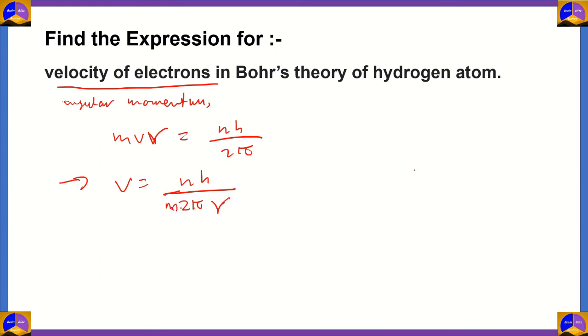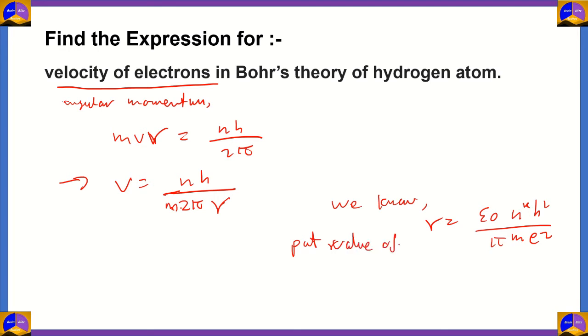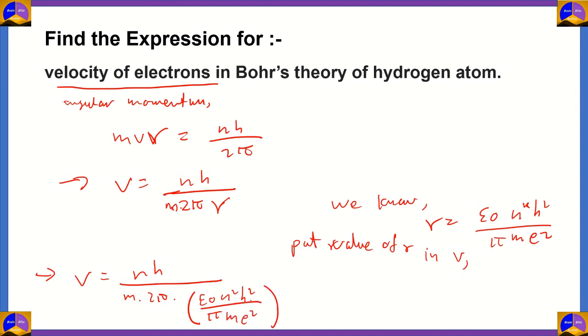Now, we know from the previous derivation that r equals epsilon naught n square h square divided by pi m e square. This is the value for r. Now, what we're going to do is we put the value of r in the equation for velocity. So now what you get is v equals nh divided by m times 2 pi times, and then you write the formula, epsilon naught n square h square divided by pi m e square.